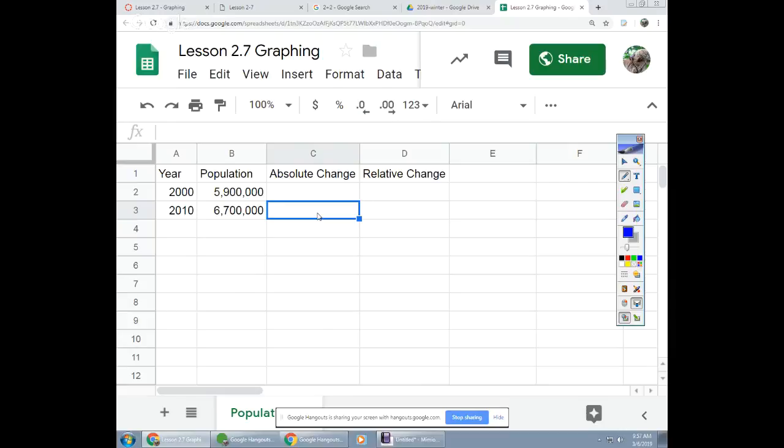So what the absolute change would be, and I'm going to put it in the second cell here, would be equal to the new population minus the old population. So there's that 800,000 we talked about. Relative change would be equal to the absolute change divided by the old population. So there's that 13%.